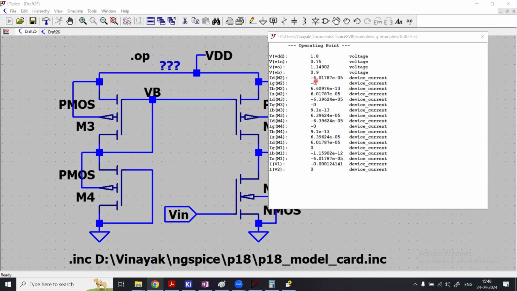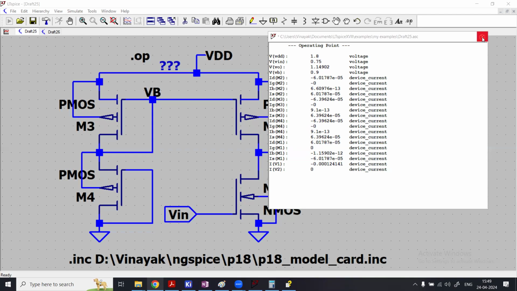What about the currents? Now look at the level of the current. 60 micro through M2, and M3 63 micro. So it's very close now, M3 and M2. 61 and 63. So you have to adjust the W by L ratio or bias voltages, then maybe you can see that. What about ID1 61 and ID4 is 63.